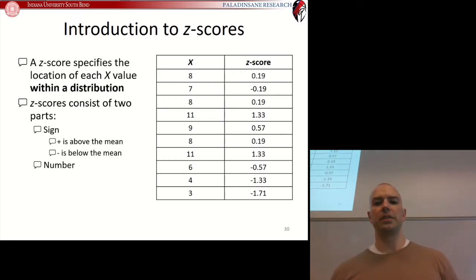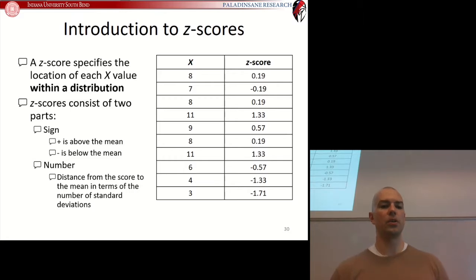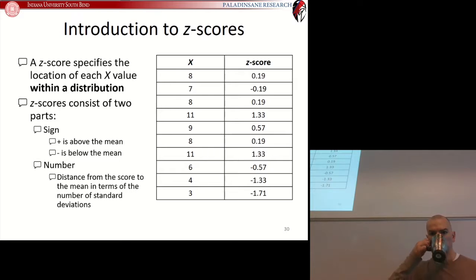And then the second part of the z-score is the number, the actual value that it takes. And this is the distance from the score to the mean, and it's scaled in terms of the number of standard deviations. So again, if these were exam scores, I don't know what the exam was out of. I don't know what the spread of the exam was, but I know that that z-score of 1.33 indicates that the score is above the mean, and not only is it above the mean, but it is 1 1/3 standard deviations above the mean. So it's pretty far above the mean.